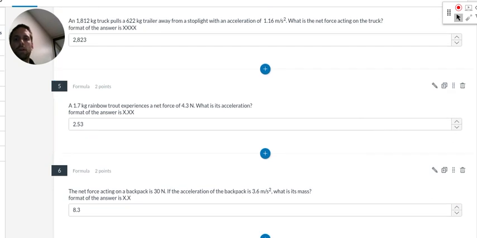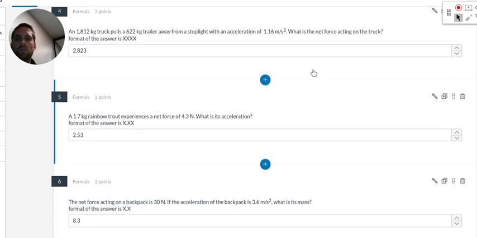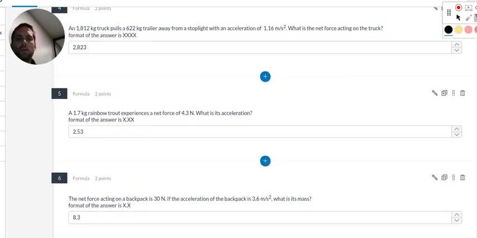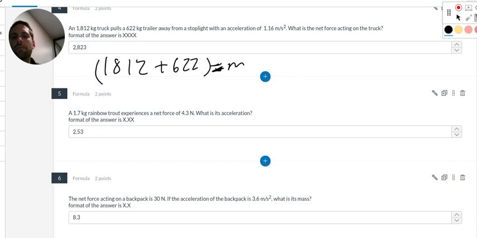So here for this problem, number 4, we have a truck pulling this trailer, but the truck and the trailer are part of the same system, so we have to add the masses together to get what mass we need. So 1,812 plus 622 equals m, because the force is over this entire thing. The acceleration is over this entire thing as well.